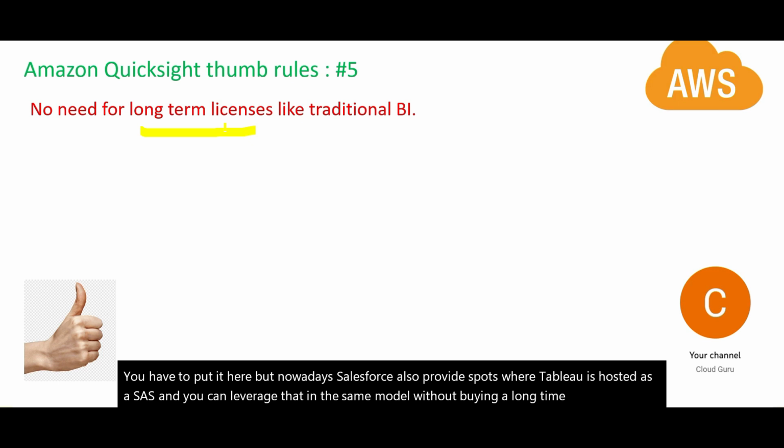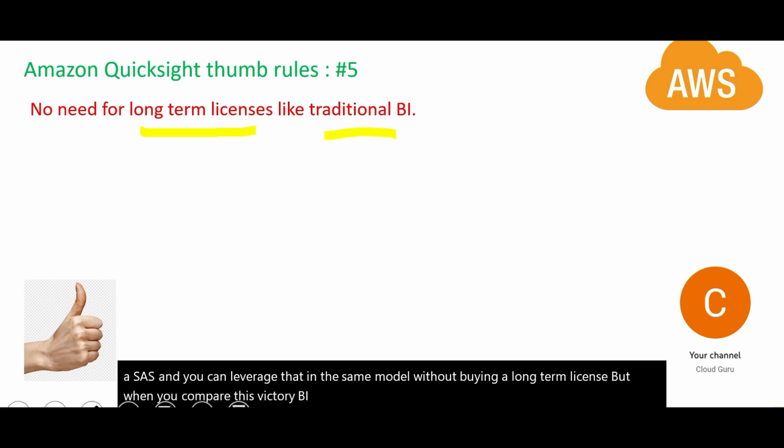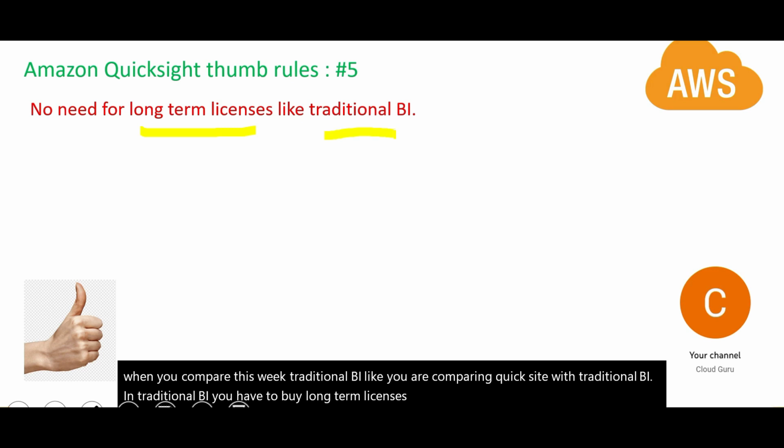But when you compare QuickSight with traditional BI, in traditional BI you have to buy long-term licenses, like Cognos, MicroStrategy, Business Objects, and so on, Pentaho.